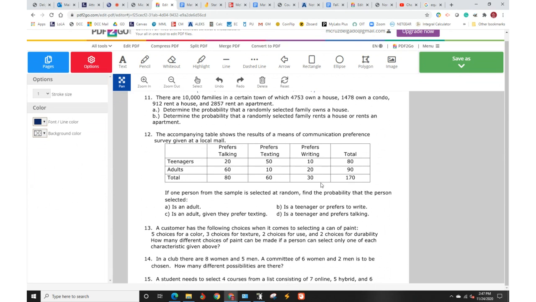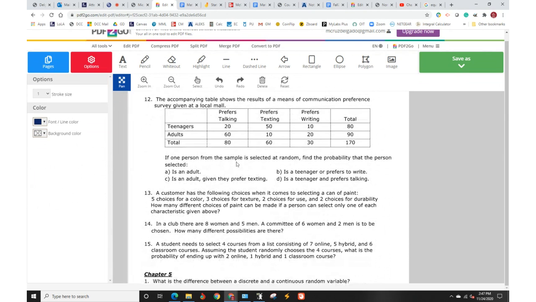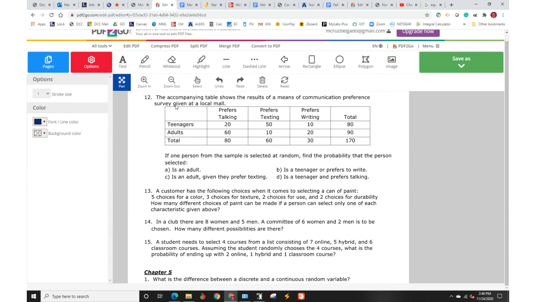All right, so I'm going to do this one here. Probability of an adult. Well, they've got the total for us, so that's nice. And then there's the total of everything. It goes both ways, column and row.